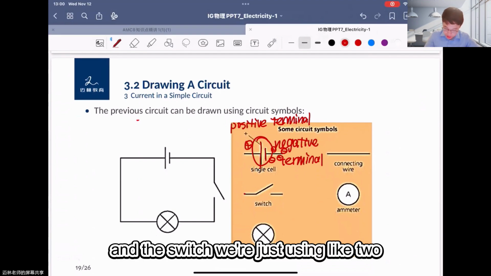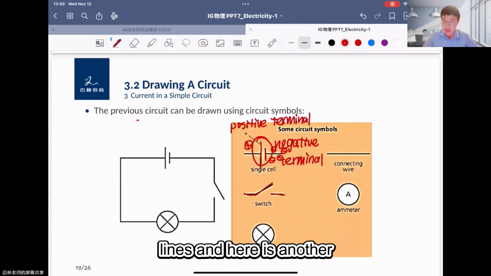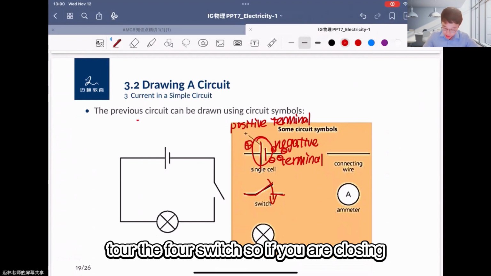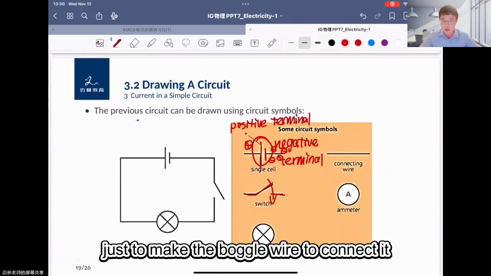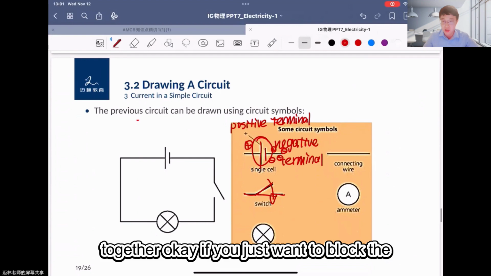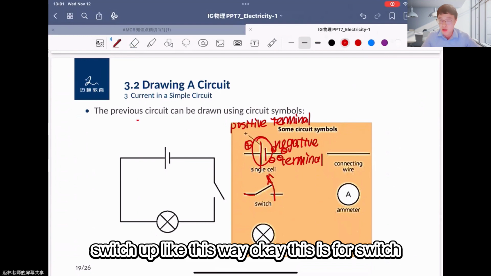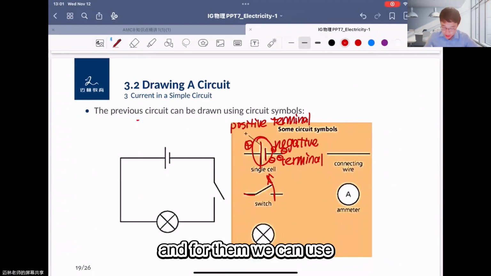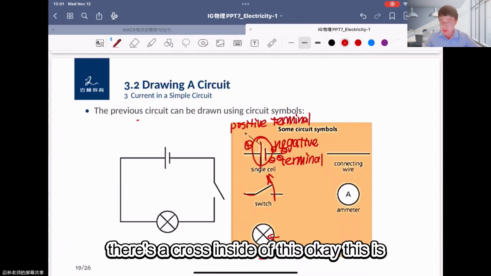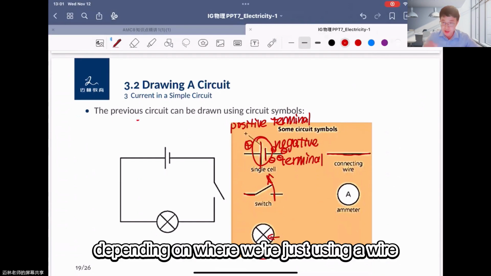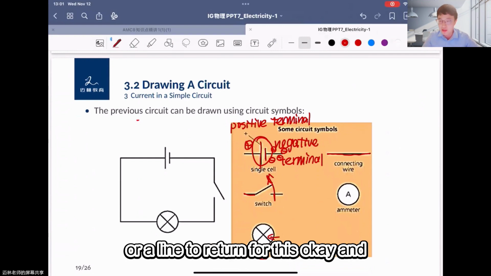For the switch, we just use two lines and another upper line to represent the switch. If you close the switch, you move the line down to connect the wire together. If you want to block the current, you move the switch up like this. This is the switch. For a lamp, we can use a circle with a cross inside. This is the lamp. And for the connecting wire, we just use a line to represent it.